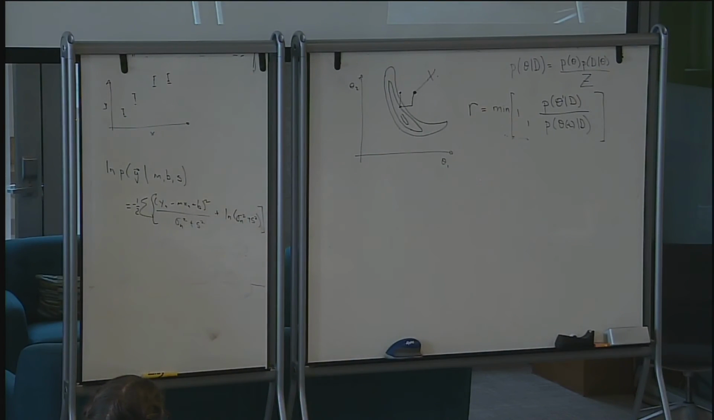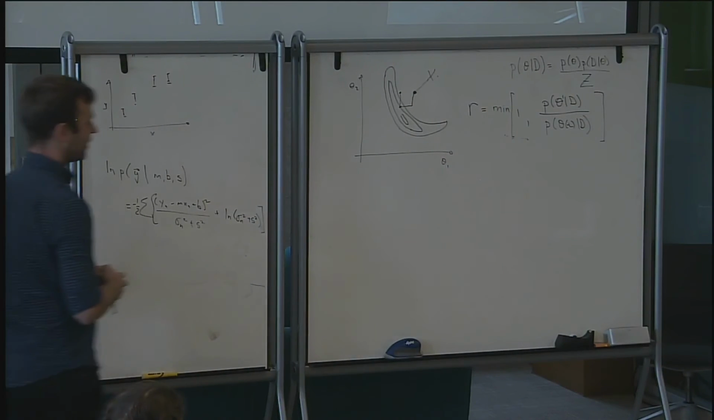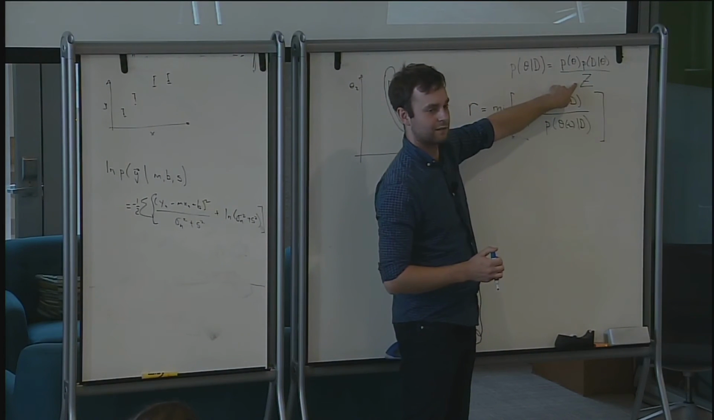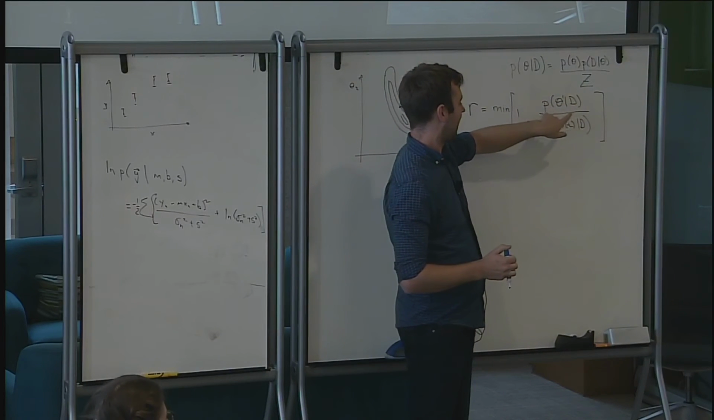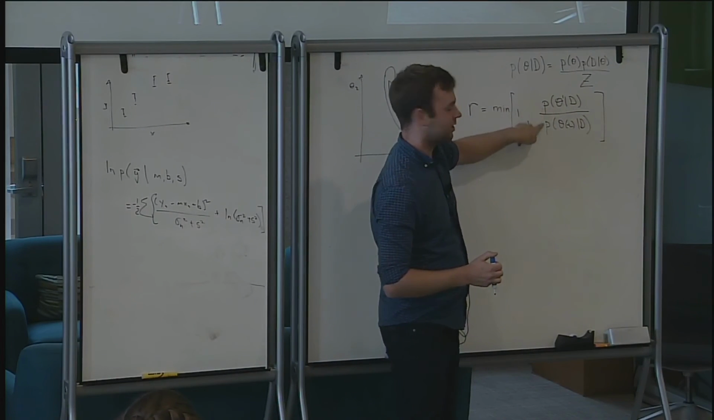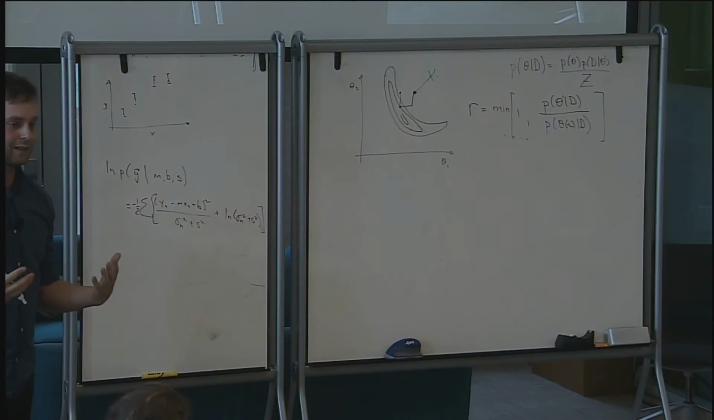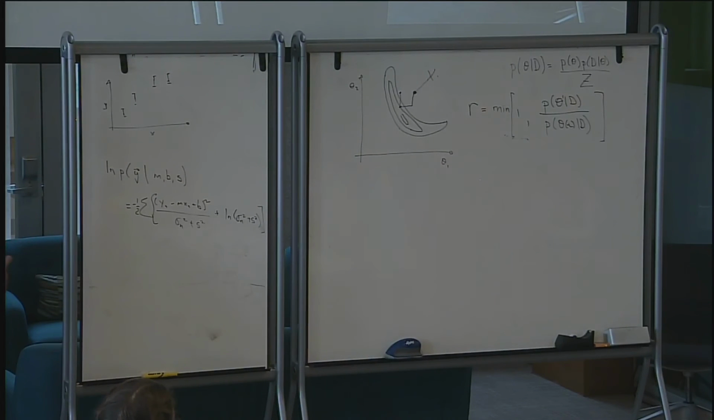But this brings us to one thing that Phil brought up, which is that it's hard to evaluate this Z normalization constant here. And so it's really nice that we have a ratio right here, and we only ever have to compute ratios of posterior probabilities, because that means that the normalization cancels. And so we never have to evaluate it in order to do MCMC. And so really that's the main benefit of MCMC, is that we can simulate samples without ever computing the normalization of the posterior probability.